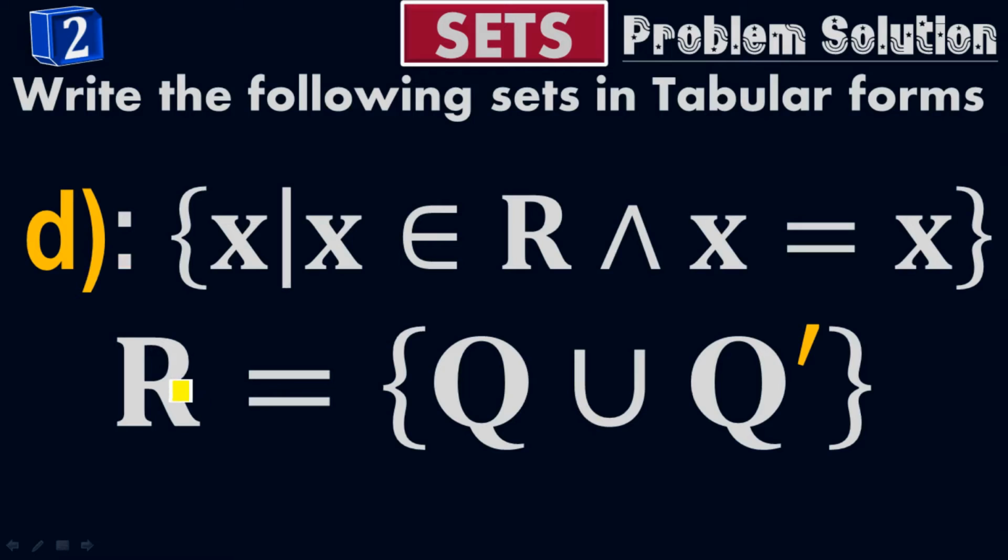Because remember, the real numbers are the union of rational numbers and irrational numbers. So if x equals x, it means it includes both rational numbers and irrational numbers. It is a set of pure real numbers, not only rational numbers and not only irrational numbers, pure real numbers. So the set of pure real numbers is the union of rational numbers and irrational numbers. This is going to be the tabular form.